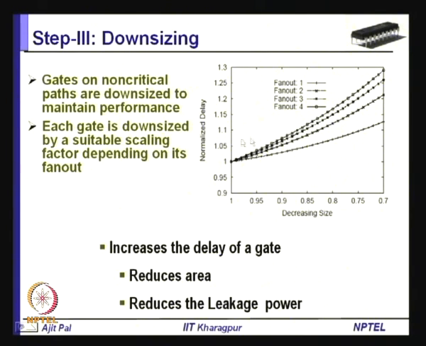Again, there is a plot, which means the gates with smaller fan out are upsized rather than gates with larger fan out, because the gates with smaller fan out will have lesser impact on delay. That means the delay will increase by a smaller amount if you reduce the size of a gate with smaller fan out. So, each gate is downsized by a suitable scaling factor depending on its fan out. This increases the delay of the gate, reduces area and reduces leakage power.